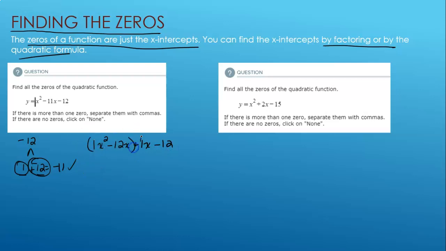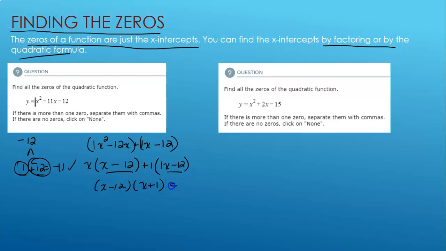I'm going to separate this into two groups, the first group and the second group. The GCF of the first group is x. If I factor that out, x squared divided by x is x. -12x divided by x is -12. There is no GCF for 1x and -12, but we always have to use something, so we use 1. That means this just stays the same. These match as they should, so that's one of my factors, and this is the other one of my factors.